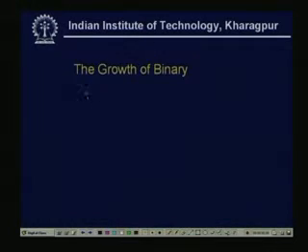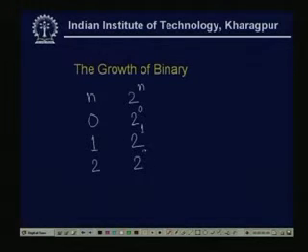say in this way, just if I form a table, if it takes n, and what would be the value of 2 to the power n. Say if my value is 0, then it will be 2 to the power 0. If my value is 1, then it should be 2 to the power 1. If it is 2, then it will be 2 square. If it is say 10, then it will be 2 to the power 10.